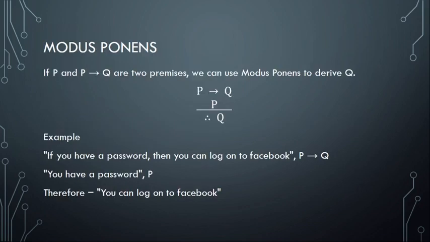Modus ponens. If P and if P then Q, so this is implication. So if P then Q, so these are two premises. So there are two hypotheses. We can use modus ponens to derive Q. So, two premises, one conclusion.